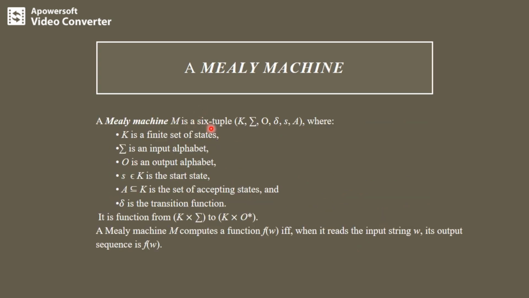A Mealy machine M is a 6-tuple here, K, sigma, O, delta, S, A. K is a finite set of states, sigma is the input alphabet, O is the output alphabet, S is a start state, A is the accepting state, delta is a transition function. It is a function from K cross sigma to K cross O star. A Mealy machine M computes a function f of W if and only if, when it reads the input string W, its output sequence is f of W.